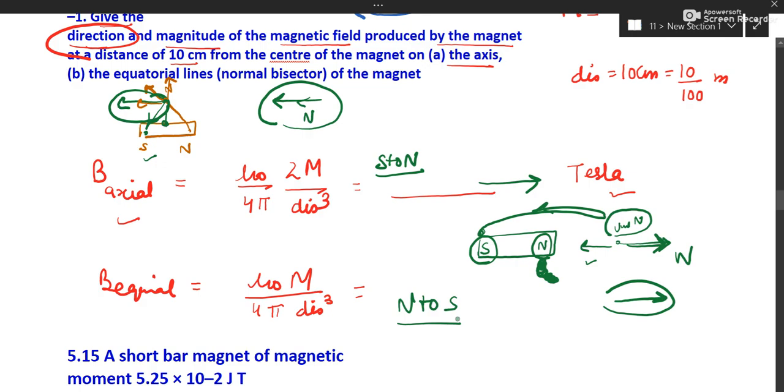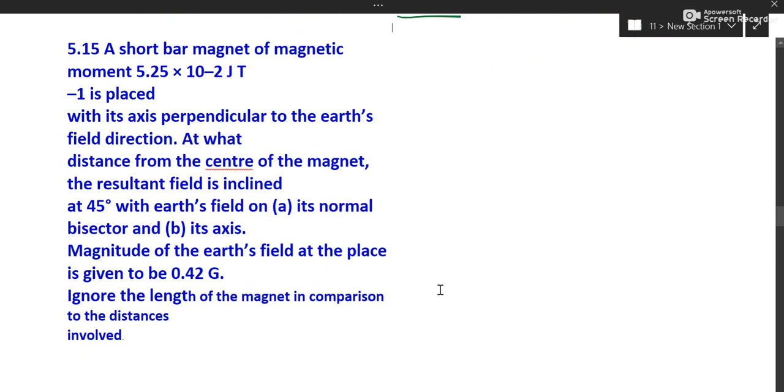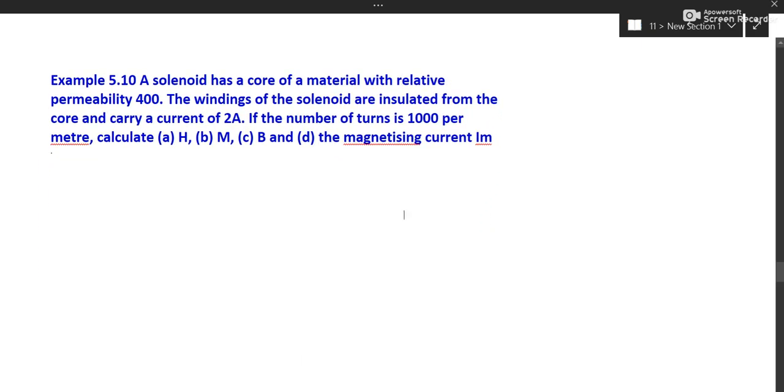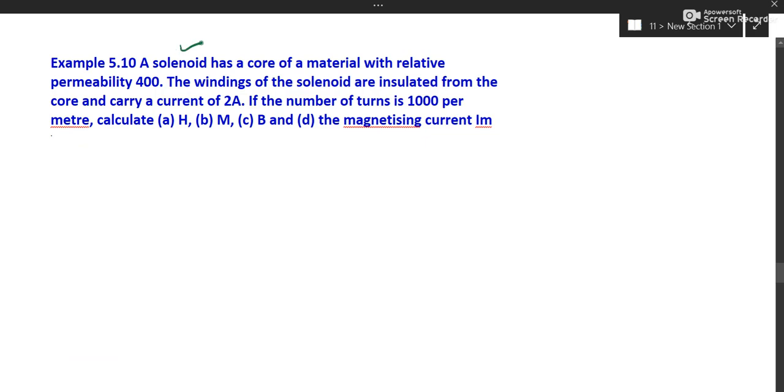So coming to the next question. Okay, let us see this question now. A solenoid has a core of a material with relative magnetic permeability, that is mu r, equal to 400. The windings of the solenoid are insulated from each other and carry a current of 2 ampere. So the current in the solenoid is 2 ampere.